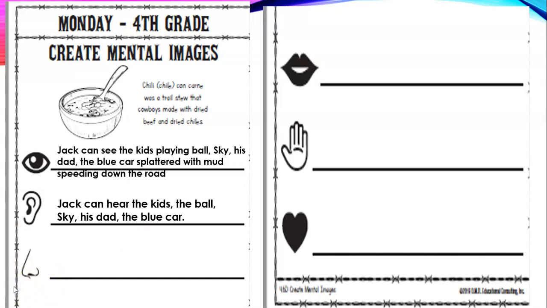What else can he smell if he's outside? When you're outside, what does it smell like? It smells like grass, right? So let's go ahead and write that down. So Jack can smell the food and the grass. Great job.